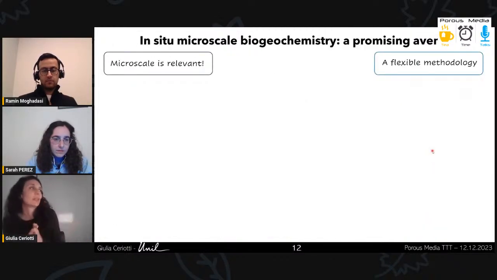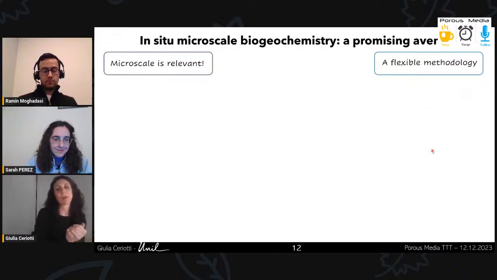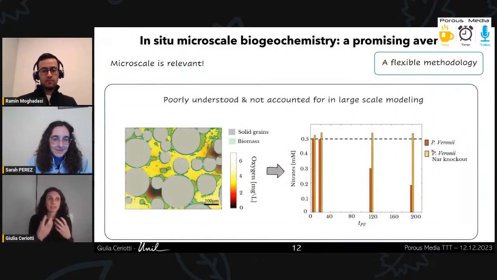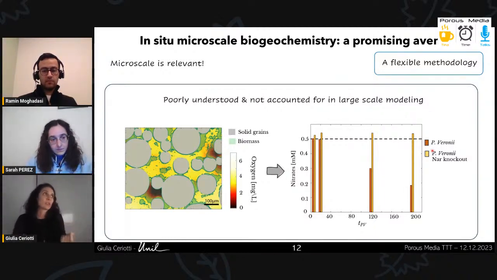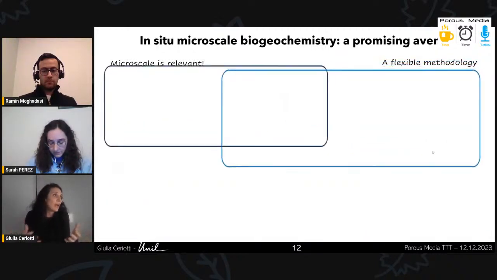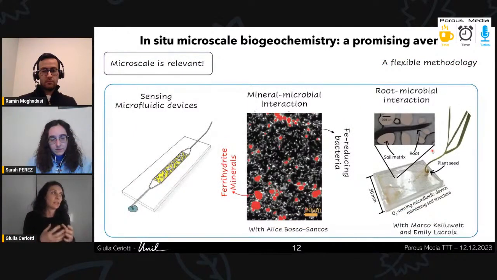So just to conclude, I hope I convinced you that microscale biogeochemistry is relevant. Even though it's characterizing a minority of the pore space, it's really important to account for it in modeling and in large-scale modeling, because it can have an outsized impact in porous structures. So far, it's still poorly understood, but the techniques for in situ microscale biogeochemistry are advancing very fast. So I include my sensing microfluidics in these new technologies.